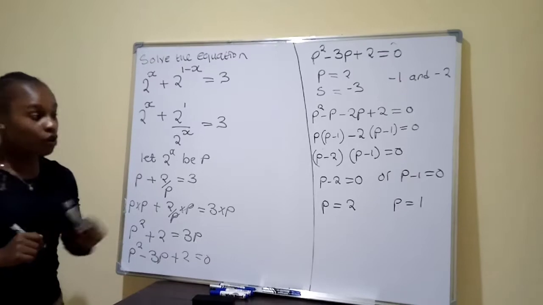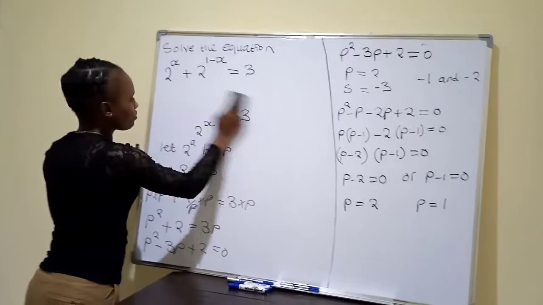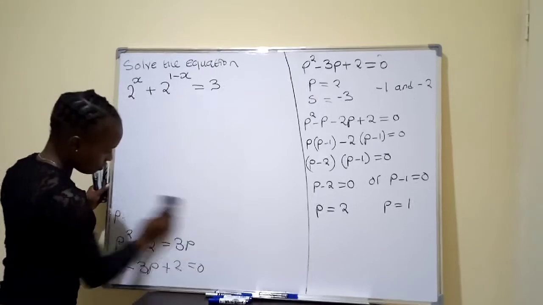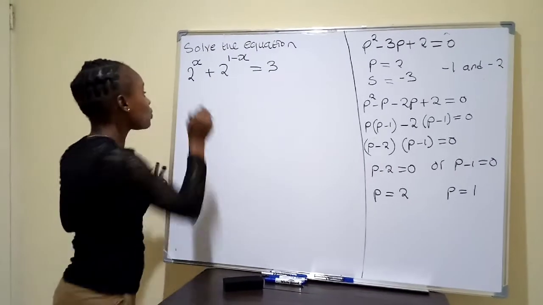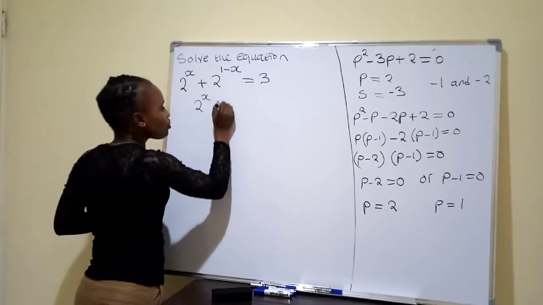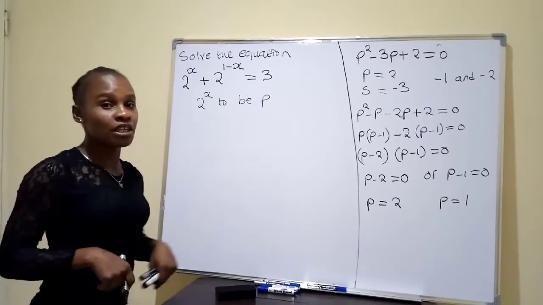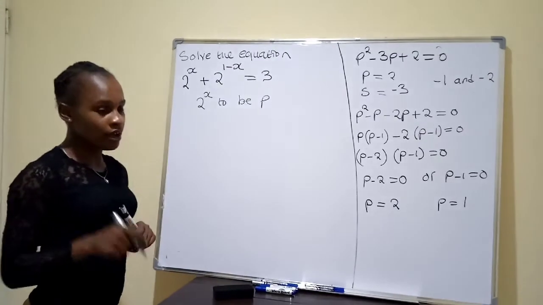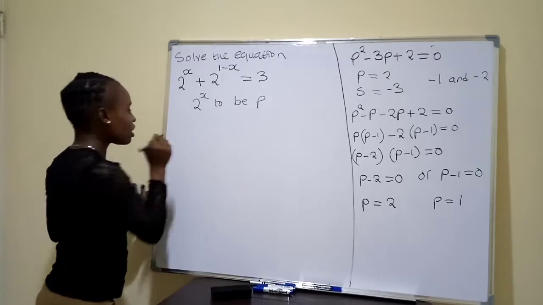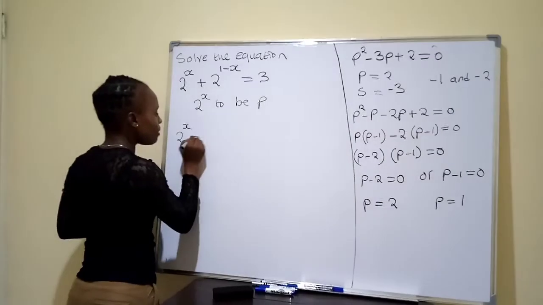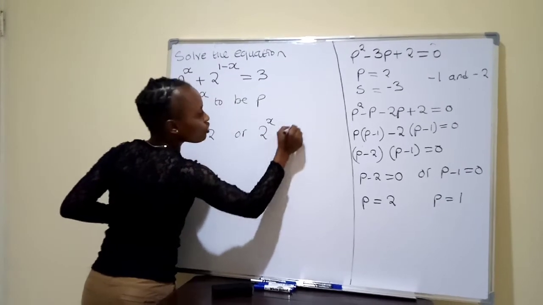Now that we know the value of p, we're now going to find the value of x. Mind you, where we are coming from, we had to let 2 to the power x be p. So we are now going to substitute. Where there is p, we're going to substitute with 2 to the power x. So p equal to 2 is now going to be 2 to the power x being equal to 2, or 2 to the power x being equal to 1.